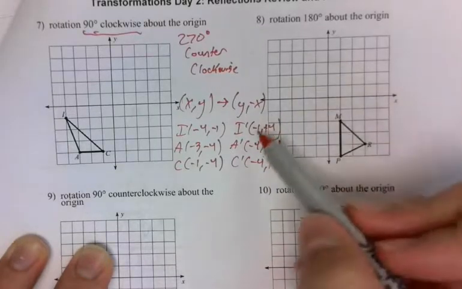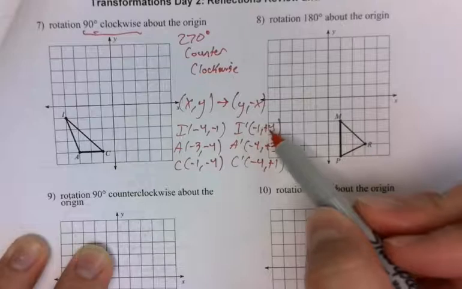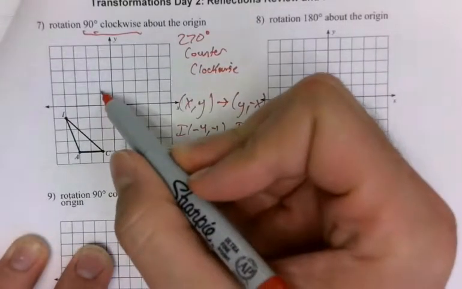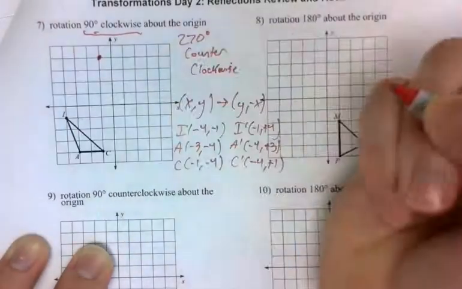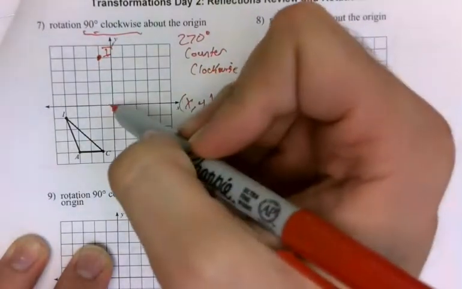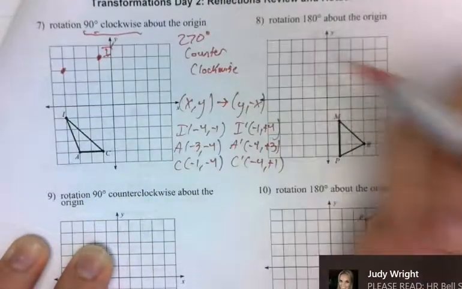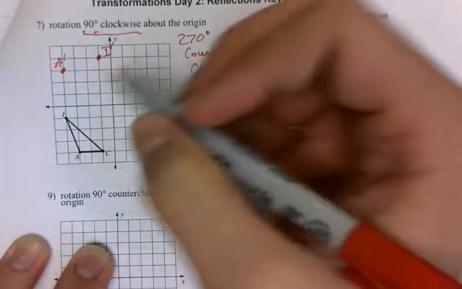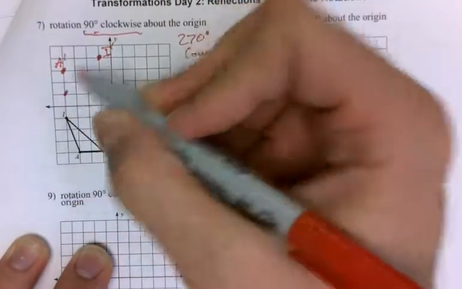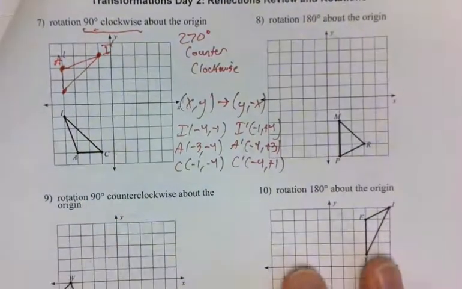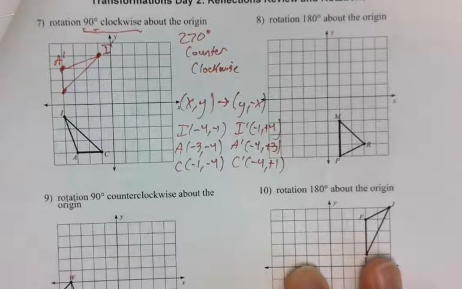And now I'm going to graph these points. So I'm going to graph (-1, 4), (-4, 3), and (-4, 1). So -1, then 1, 2, 3, 4. That would be I prime. Then -4, and 1, 2, 3. So that is A prime. And then C prime is -4, and 1. So that would be a rotation of 90 degrees clockwise.